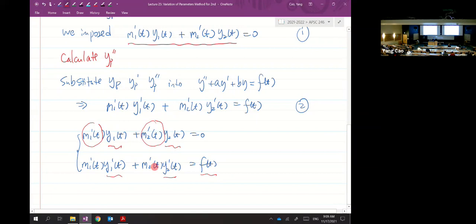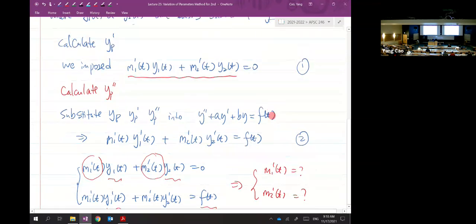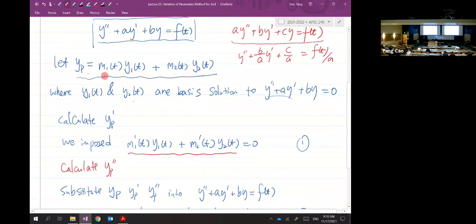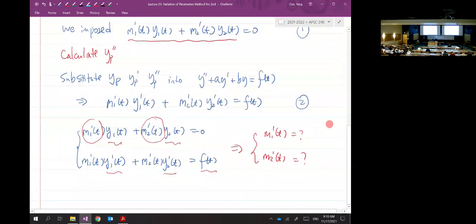So essentially, if you consider you have a set of linear equations, then you basically have two unknowns and two equations. So I could actually solve it like a set of linear equations here. What I'm trying to solve now is m1 prime of t, m2 prime of t. So that's the thinking here. The solution for m1 prime, m2 prime, of course, will be a function of y1, y2, and also f of t. Once you get m1 prime, m2 prime, you can integrate to get m1 of t, m2 of t. And that's the ultimate purpose, right? So you can substitute back into this expression for Yp to give you a particular solution. So that's the idea. Okay.